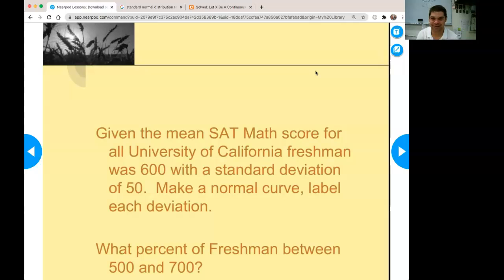All right. Given the mean SAT score for all UC freshmen, the average SAT score was 600 with standard deviation of 50. So much less spread for UC students. Make a normal curve, label each deviation. What percent of freshmen are between 500 and 700? Actually, you don't need to draw a curve for this one unless you already started. Just try to answer the question in about 30 seconds. I'll give you 30 seconds to answer using the empirical rule. What percent is that?